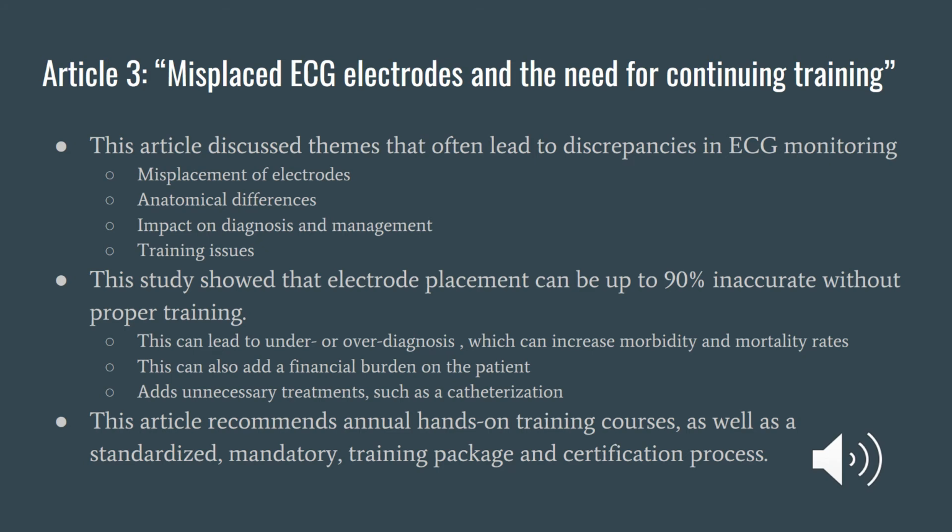This article showed that electrode placement can be up to 90% inaccurate without proper training. This can lead to under or overdiagnosis, which can increase morbidity and mortality rates. This can also add a financial burden on the patient and unnecessary treatments such as catheterizations. This article recommends annual hands-on training courses, as well as a standardized, mandatory training package and certification process.